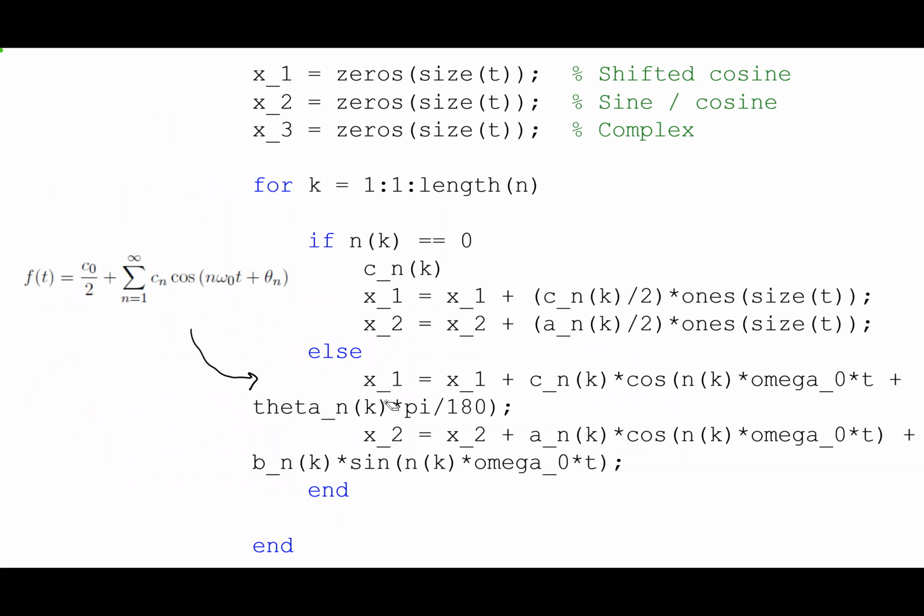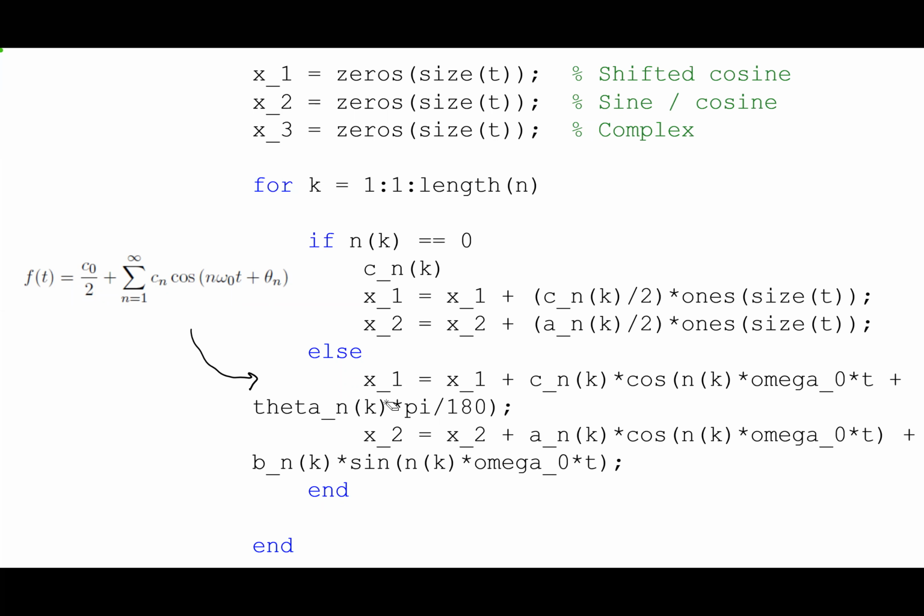And so I'd get code that might look something like this, okay? What I have here is a for loop, and I'm going to create x_1, x_2, x_3. I created basically zero vectors that have the same size as my time vector. Somewhere else in my code, I defined my time vector, okay? And then I loop from 1 to length of n.